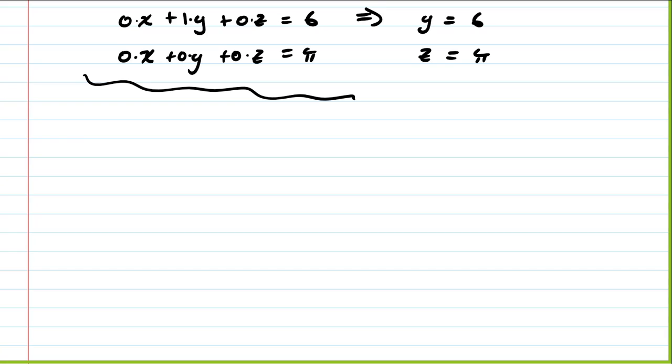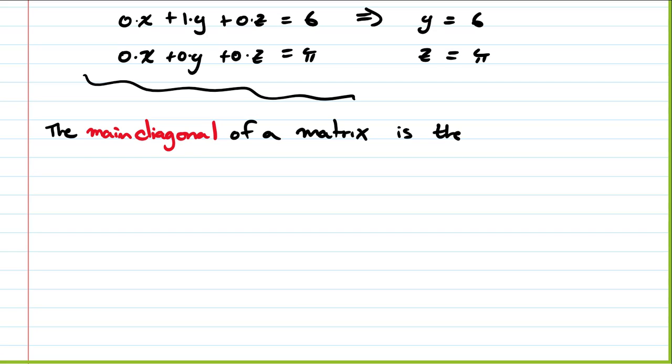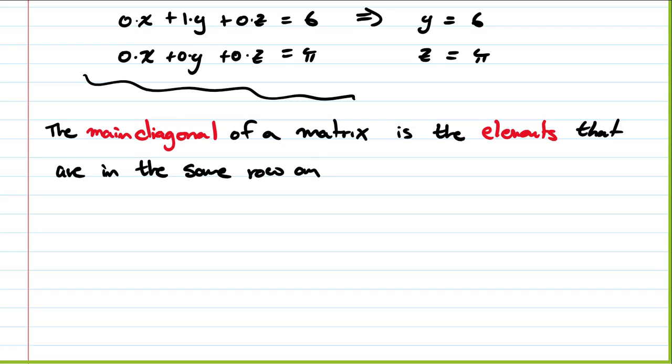So before we move on, we need a definition. The main diagonal of a matrix is the elements that are in the same row and column number.